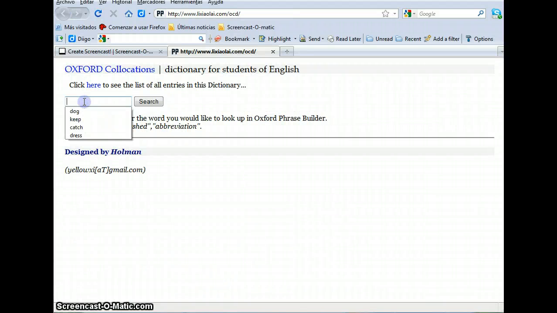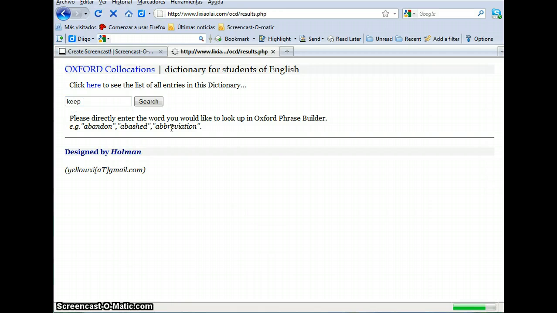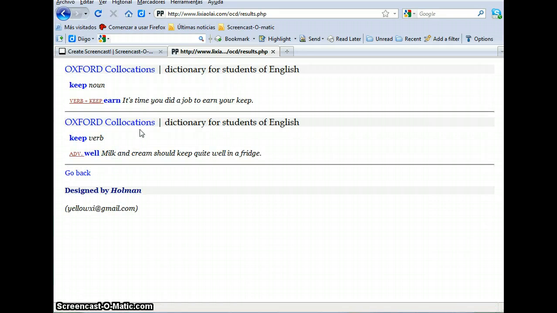Okay, here is our dictionary on collocations. So we'll just put in keep here, and we'll do a search there quickly and see what this comes up with.